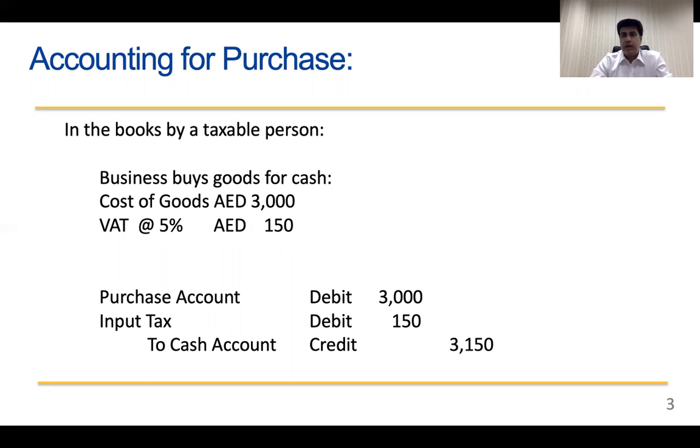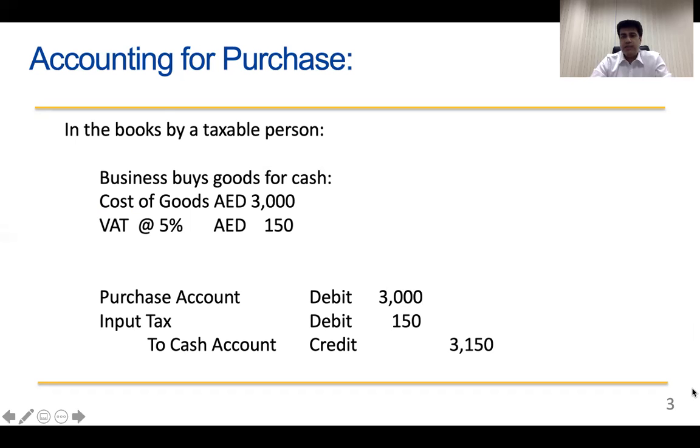So what general accounting entries do we pass when we are purchasing the goods? We debit purchases for 3,000. We use input tax, which is again debited for 150. And we pay, or we promise to pay. That means the cash account, or a payable account if we promise to pay, is credited by 3,150.